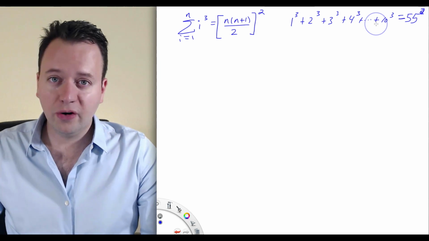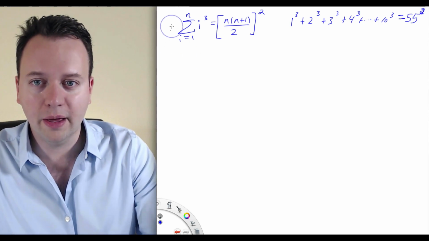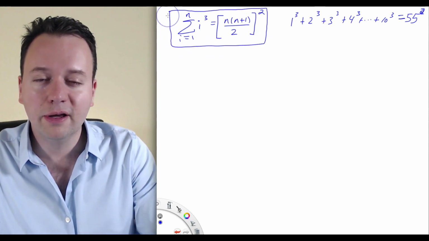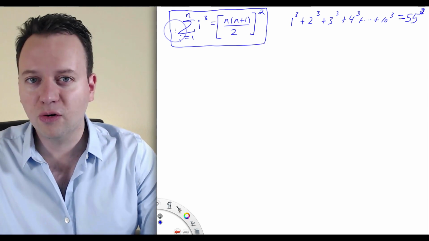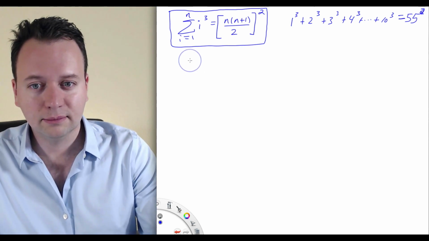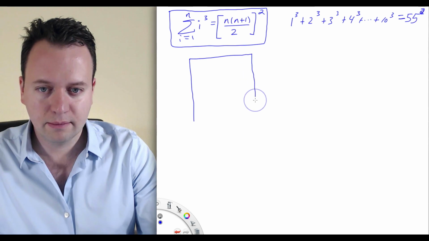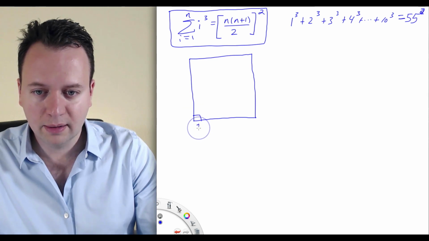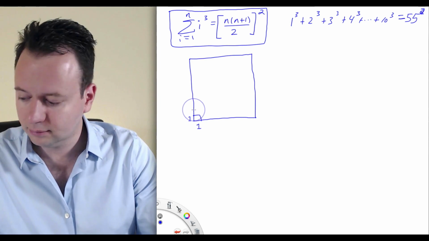So we're going to do a very nice, clever geometric proof of this formula. Now this proof, as it turns out, is more than 1,000 years old. So this proof has been known about for over 1,000 years. And the idea is to take a big square, and we're going to have a bunch of little pieces. So the first one is a square of side length 1.